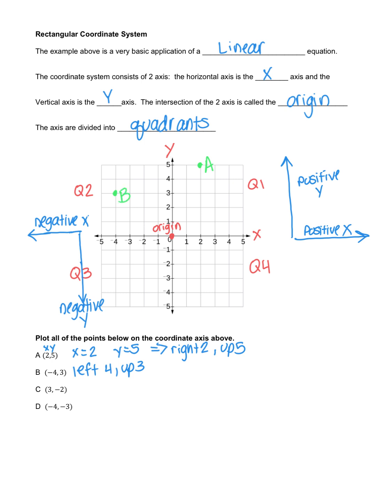For point C, we have 3, so we go to the right 3, and then we're going to go down 2. That's our point C. And then for point D, we're going to go to the left 4 and go down 3. And that is point D. That is it for this lesson.